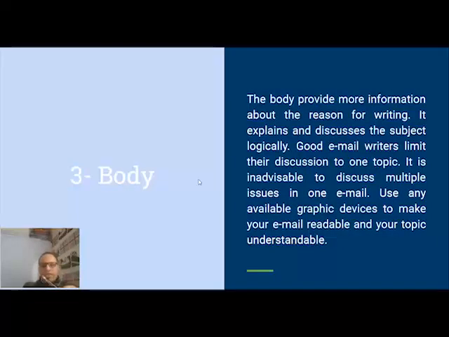Now, the third component is the body. Now, what do we do in the body? The body provides more information about the reason for writing, okay? It explains and discusses the subject logically. Good email writers limit their discussion to one topic. It is inadvisable to discuss multiple issues in one email. Now here, the focus is laid on the fact that an email should be limited to one topic and to one issue, right?